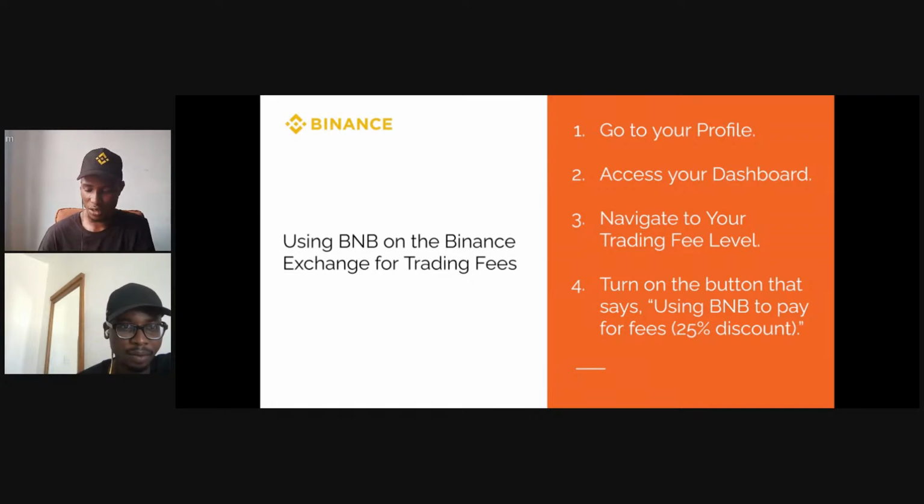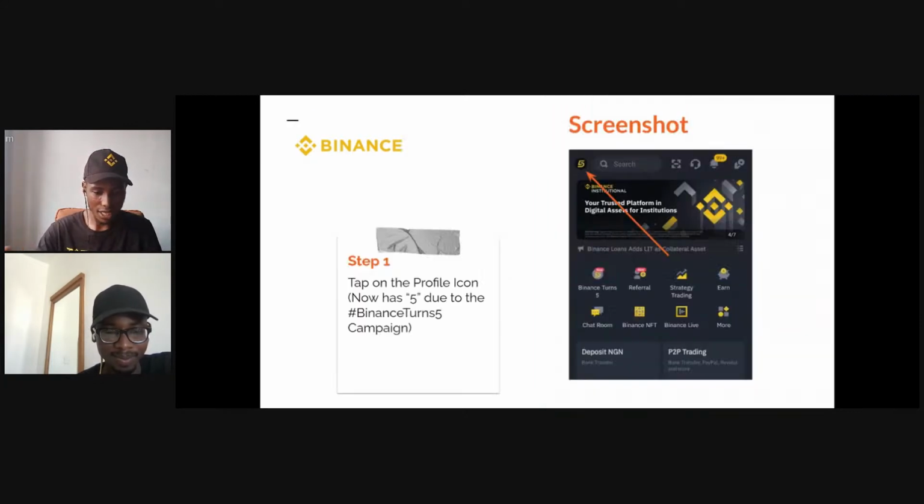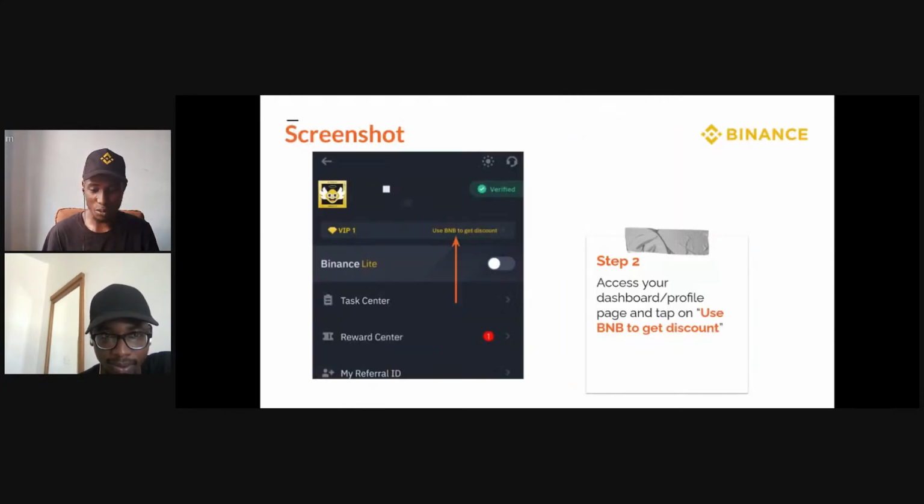Just go to your Binance. You can open Binance.com on your laptop, or just go to your mobile app. I have some screenshots here. Let me just share. You go there and let's check the screenshot. So this is what you do. Step one is to tap on your profile icon on the mobile app. If you're using the latest update, you probably see the number 5 there because of the Binance 5th anniversary. But normally it has a profile icon there. So tap on the profile icon. It takes you to your profile page.